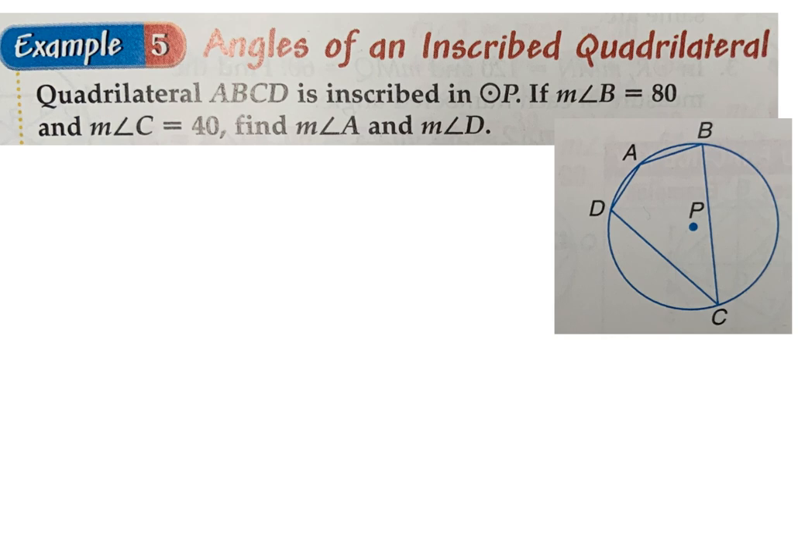Let's look at this one. Pull back from your brains here. Quadrilateral ABCD is inscribed in the circle P. If the measure of angle B is 80, and the measure of angle C is 40, find the measure of A and D, all right? So they have given us that this measure right here is 80, correct? They have given us that C right here is 40, okay? We need the other two.